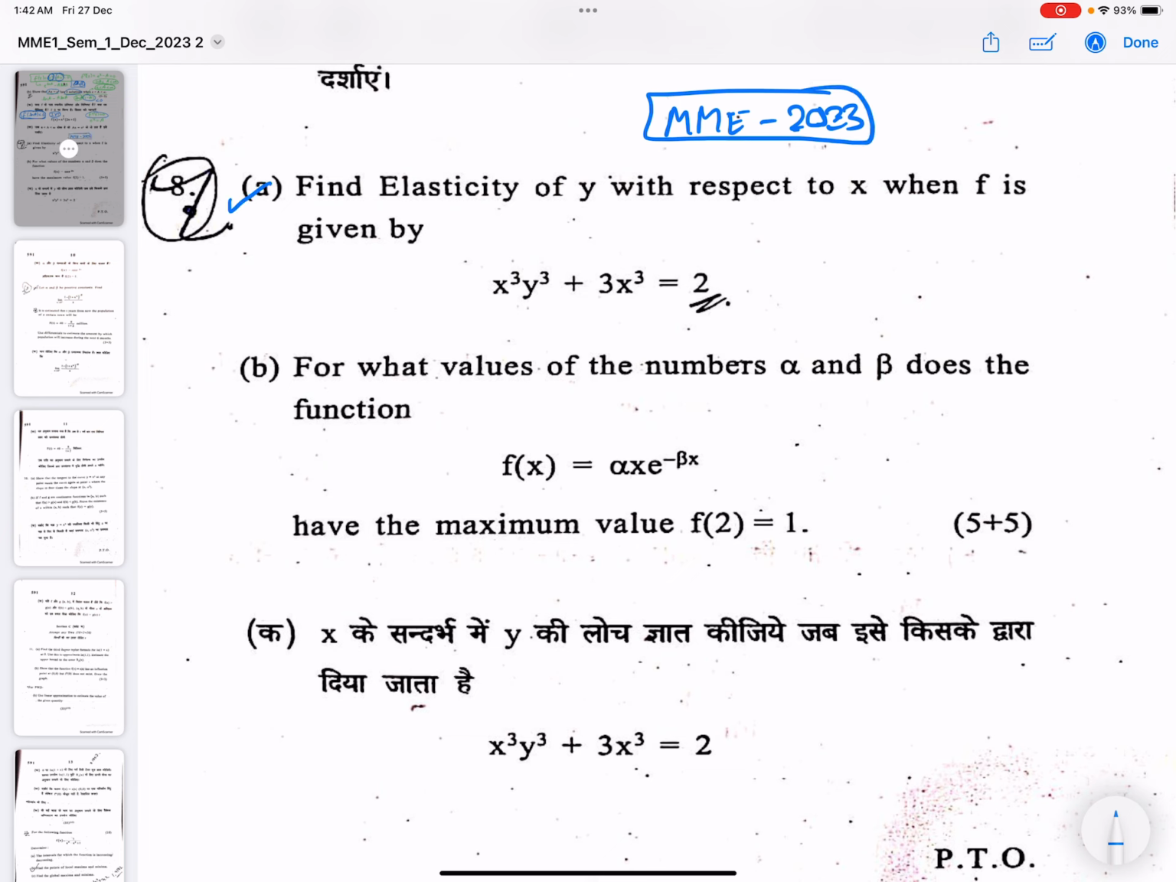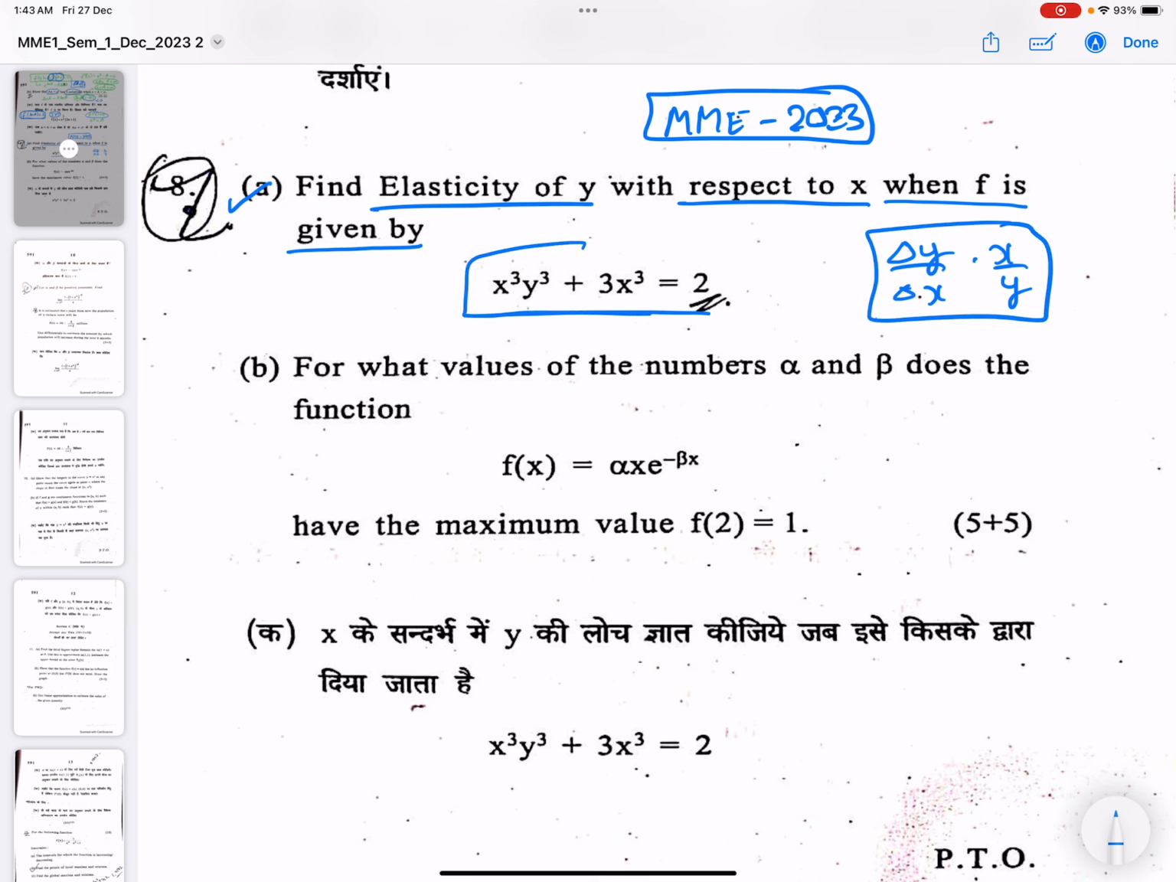Find elasticity of y with respect to x when f is given by this thing. So we know elasticity is change in y by change in x into x by y. And with this given function, we can use implicit differentiation. This would give us 3x square y cube. So using the product rule, then 3y square y dash into x cube plus 9x square should be equals to 0.